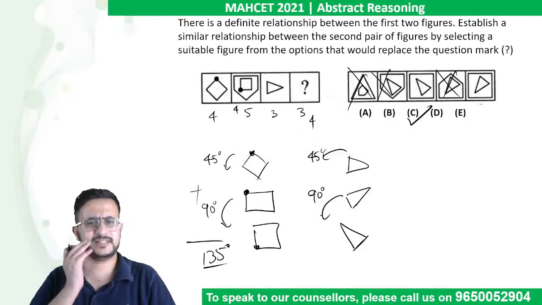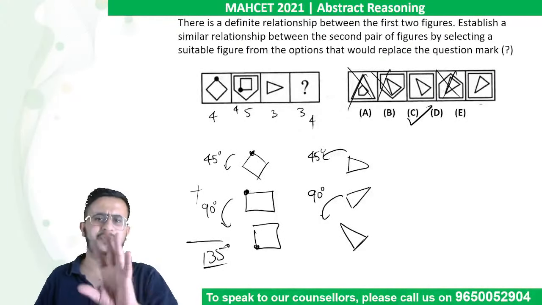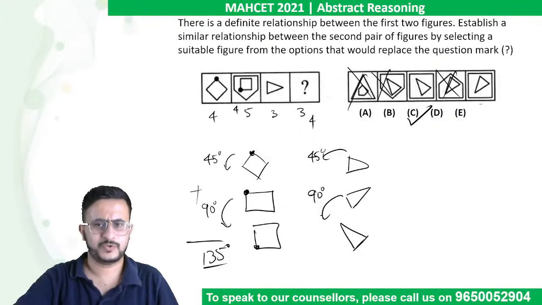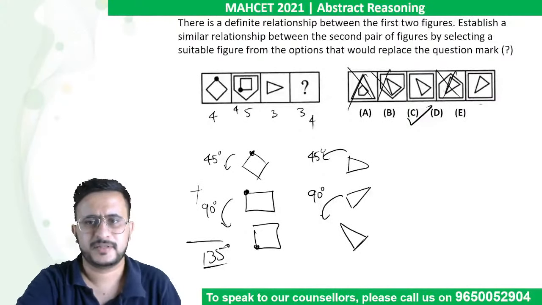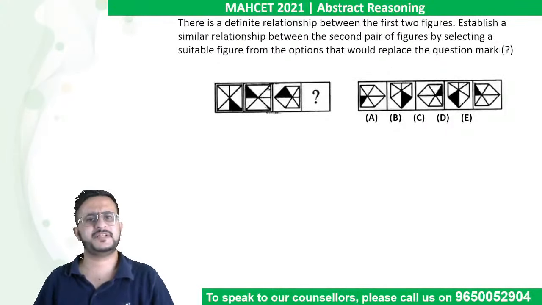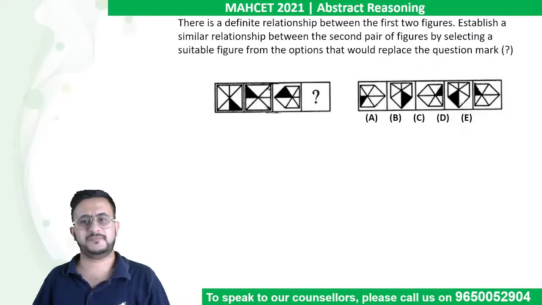Okay, so this was an easy one. I mean, directly you can eliminate three options, right? So that is why it was not so difficult, right? Just two options were there. Okay, so all these are observation based things, right? You have to observe things and then answer them.